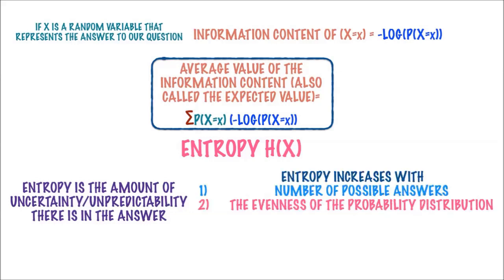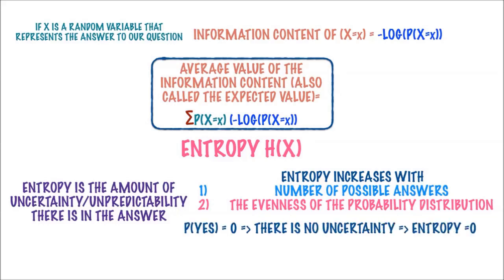Entropy increases with the number of possible answers and the evenness of the probability distribution. The higher the number of possible answers, the harder it is to guess the answer. Therefore, the entropy is high. The more even the probability distribution, the harder it will be to guess which particular answer it will be. Let's take an example. If the probability of a yes-no question, the probability of yes is 0, that means that you will never get the answer yes, then there is no uncertainty. You can easily guess that the answer will always be no.